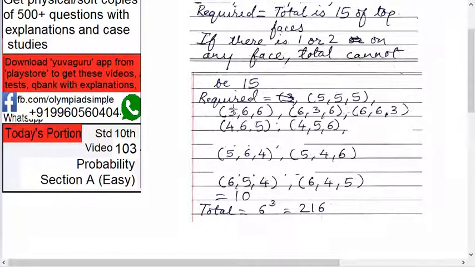Second is what? See here, let it be 3 on the first die. So the second and third will be 6, 6. Only then is 15 possible. Now let's move this 3 one by one. So it will be 636 and 663. This combination is gone. So 4 are there up till now.